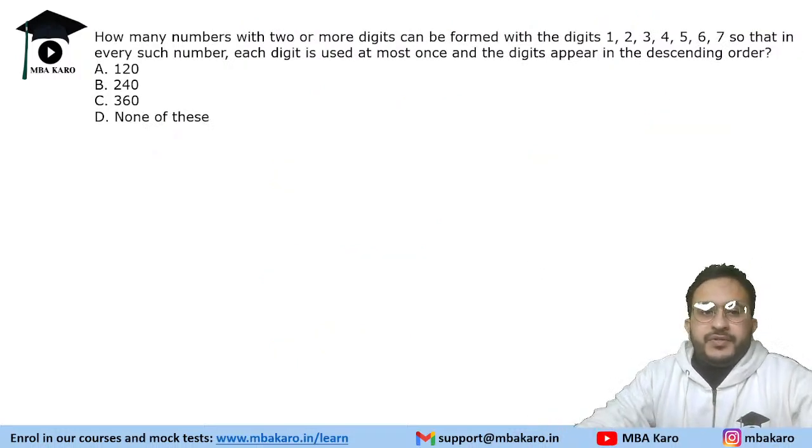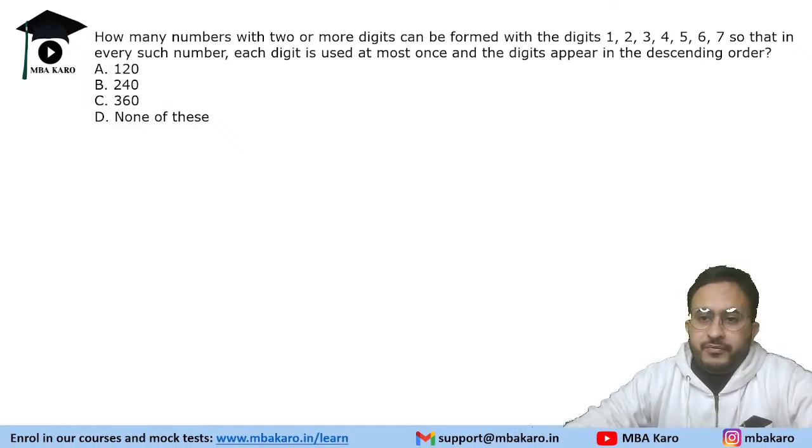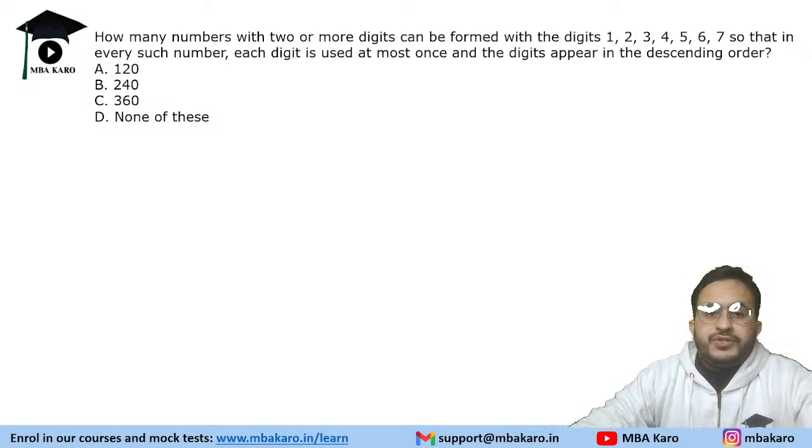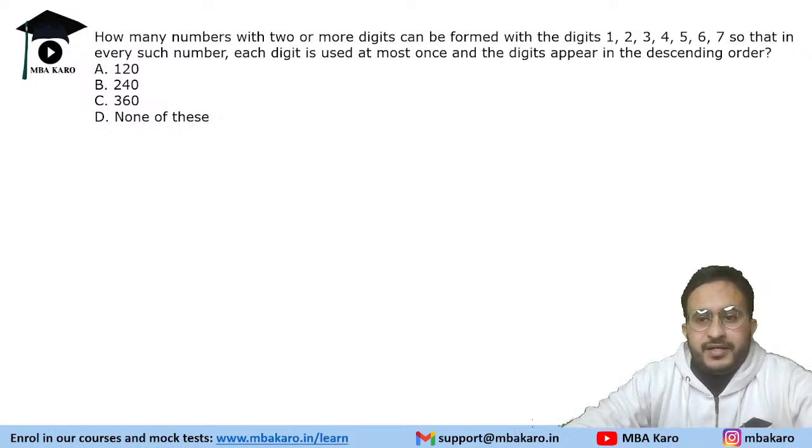How many numbers with 2 or more digits can be formed using these digits, so that in every such number, each digit is used at most once and the digits appear in the descending order?